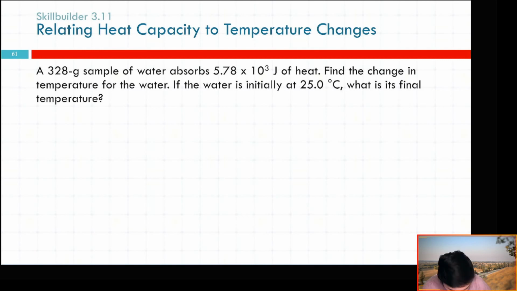All right. One last example before we call it a day. A 328 gram sample of water absorbs 5.78 times 10 to the 3 joules of heat. Find the change in temperature for the water. If the water is initially at 25 degrees C, what is its final temperature?